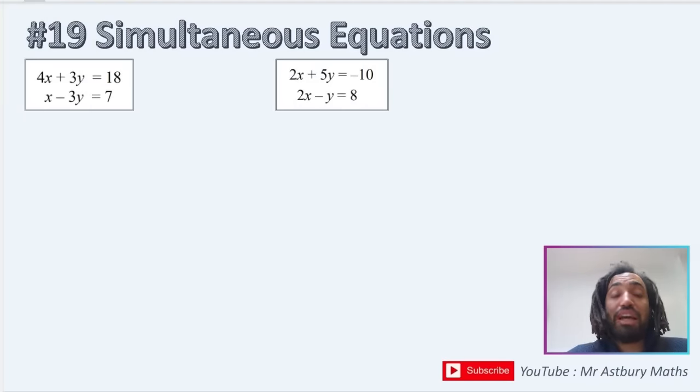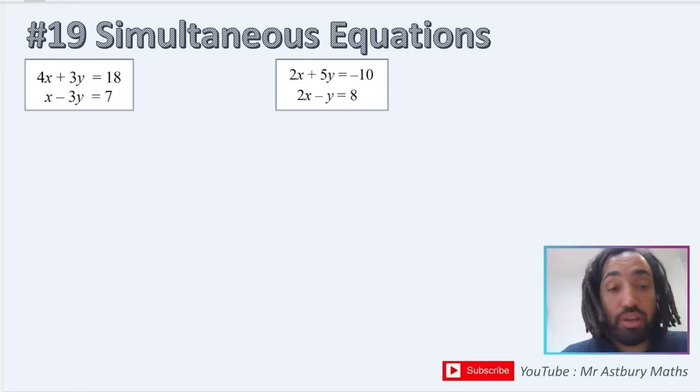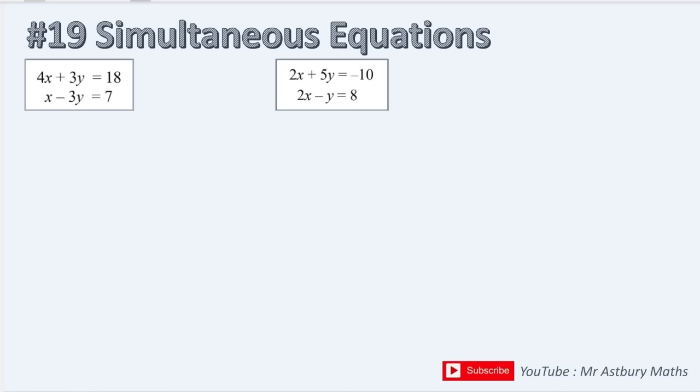Simultaneous equations, absolute classic GCSE skill. You've got to master this because it's easy marks. Okay, here we go. Here's the examples. First one, the coefficients are lined up perfectly. So we don't need to do any multiplying.